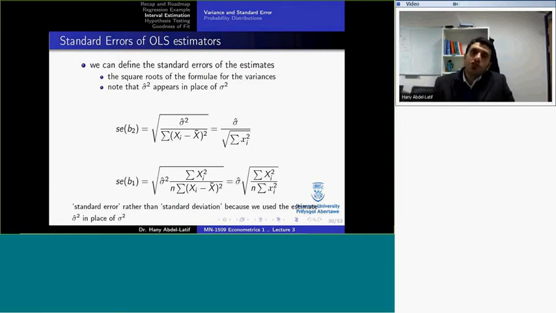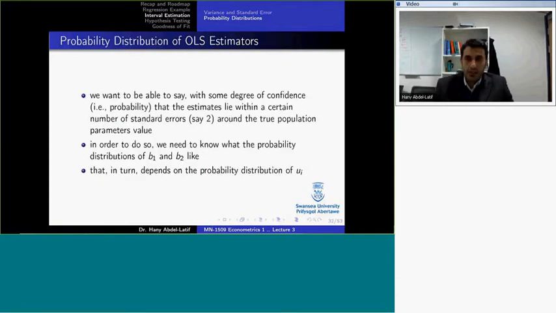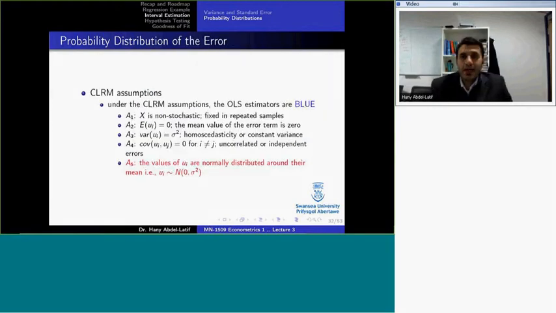Then what kind of distribution the OLS estimator will have, that's something that we need to look at. So we need to look at the probability distribution of OLS estimators. Let's look at one more assumption now. We're going to add to the four assumptions we had before, which we explained in the first part of this lecture and covered in the previous lecture last week.